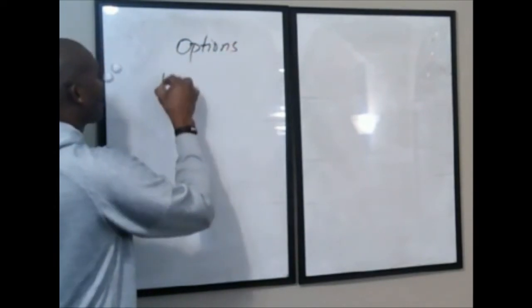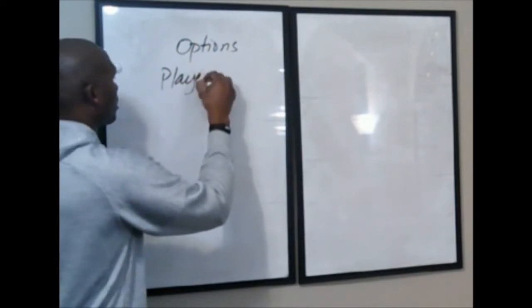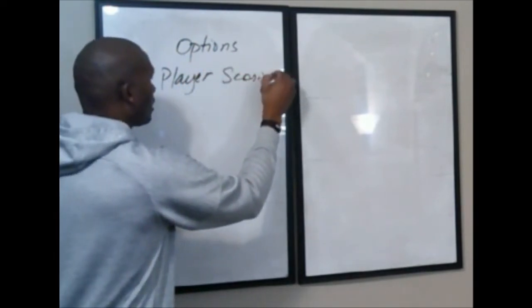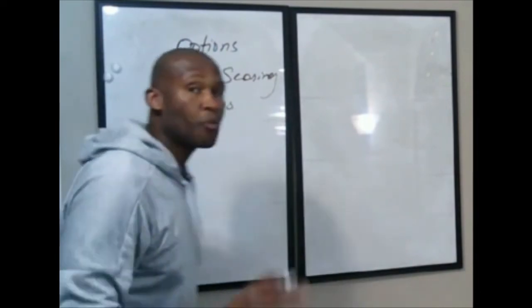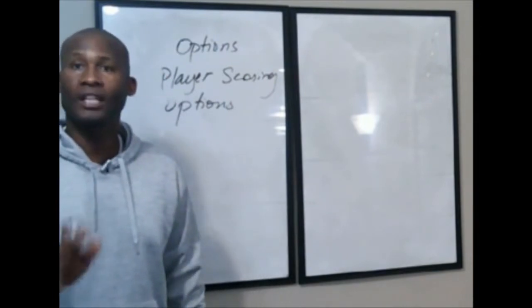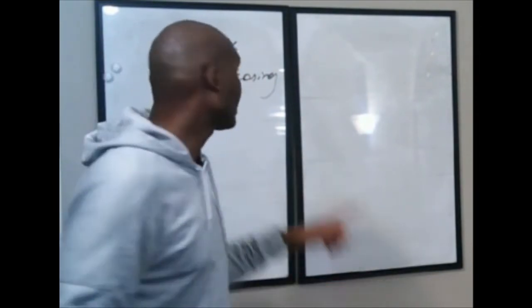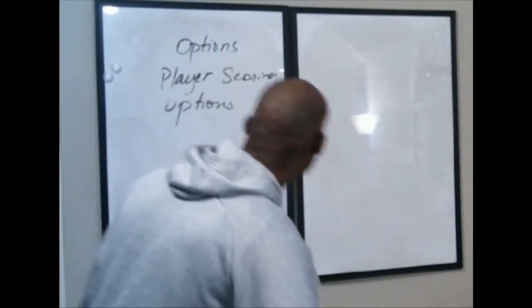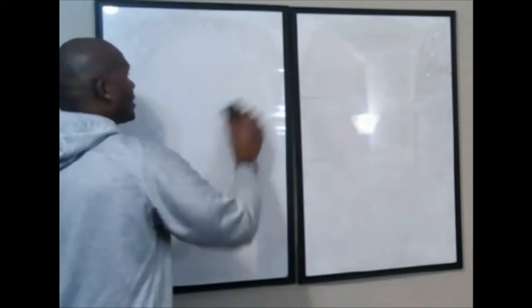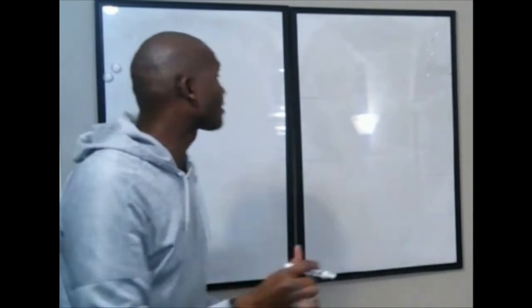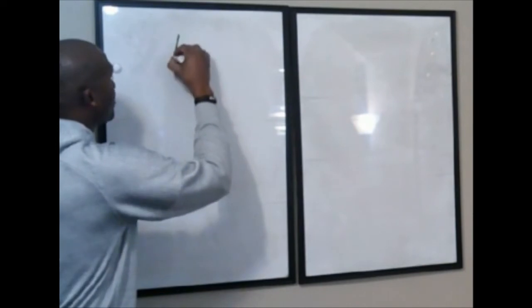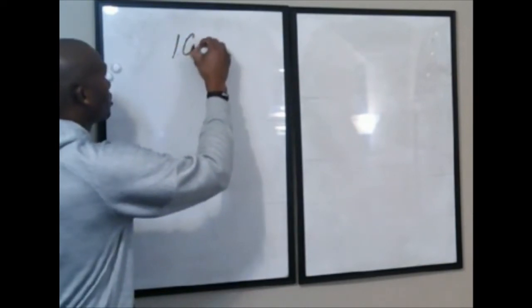And you want your options to become player scoring options. And they're limited. They're not limitless. They're limited, right? So with that being said, let's talk offensively. There's 6 ways I can score the basketball on offense. There's only 6. The first way I can score the basketball is I can catch and shoot.